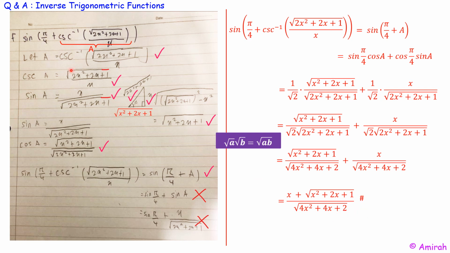Okay, after we simplify sine pi over 4 plus inverse cosec sec 2x squared plus 2x plus 1 over x. Okay, the final answer must in terms of variable x, right? Got it?